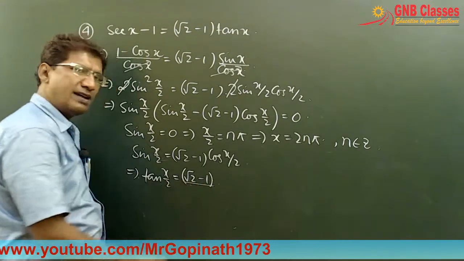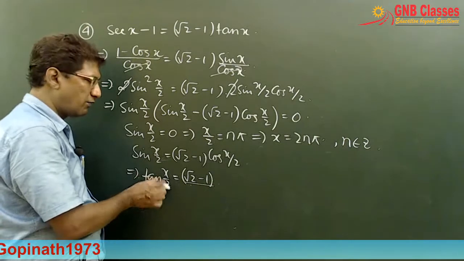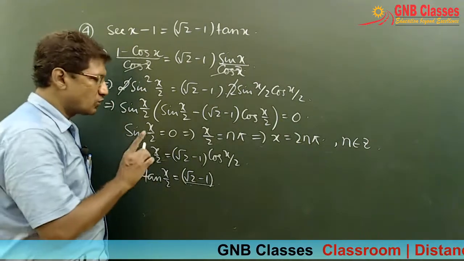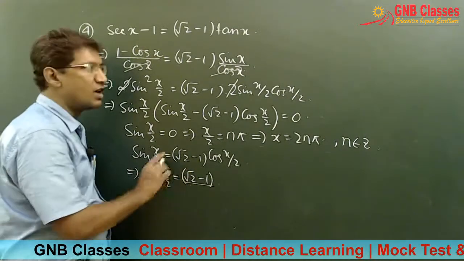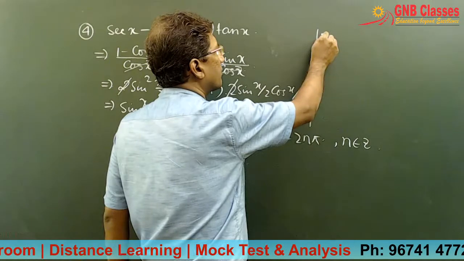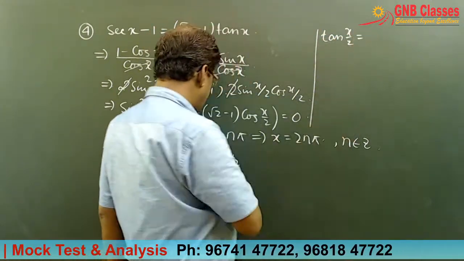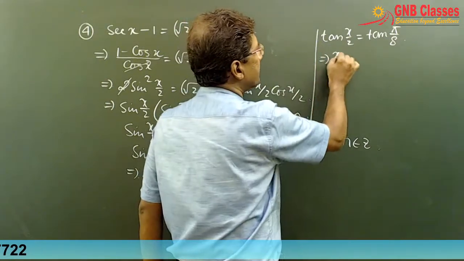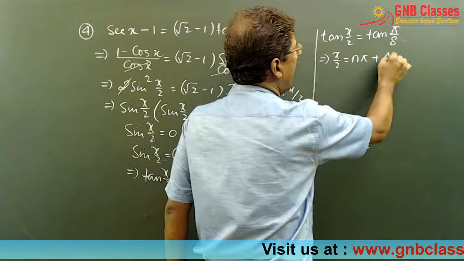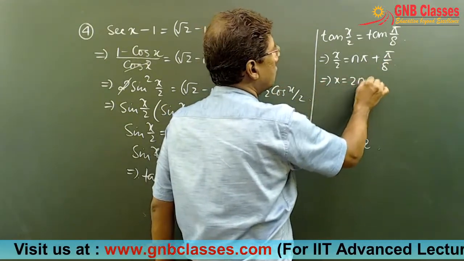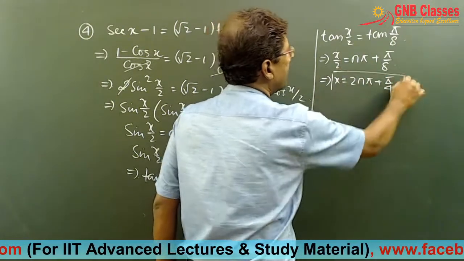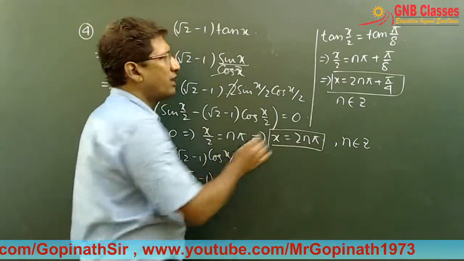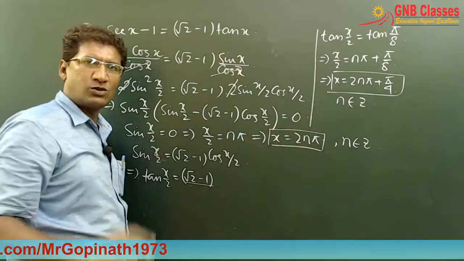Now, can you remember the angle whose tan gives you root 2 minus 1? It is 22.5 degrees. Is it clear? So tan 22.5 degrees is nothing but root 2 minus 1. Therefore, tan x by 2 equals tan 22.5 degrees, which is nothing but tan pi by 8. So that implies x by 2 is n pi plus alpha. Therefore, x is nothing but 2n pi plus pi by 4, again where n belongs to any integer. Therefore, the general solution is x equals 2n pi or x equals 2n pi plus pi by 4. Is it clear to all of you? Have you understood this?